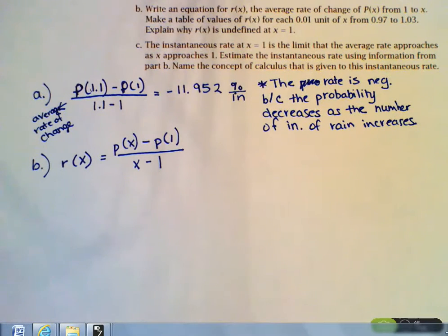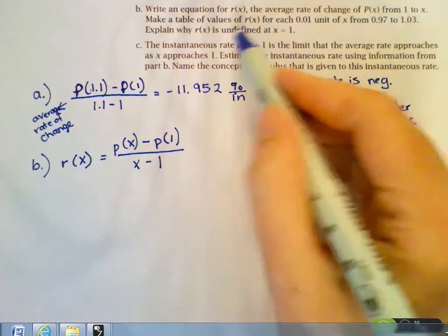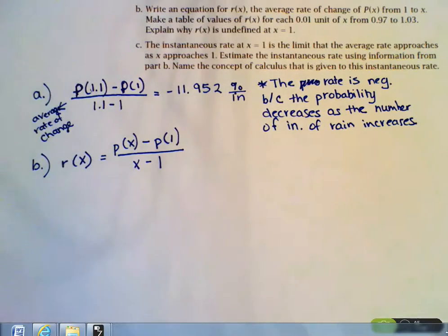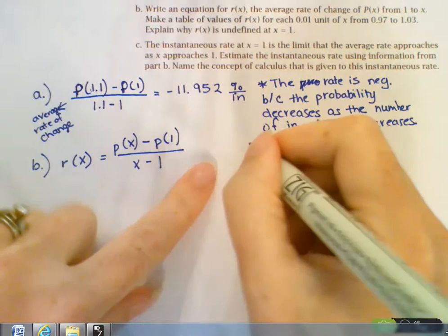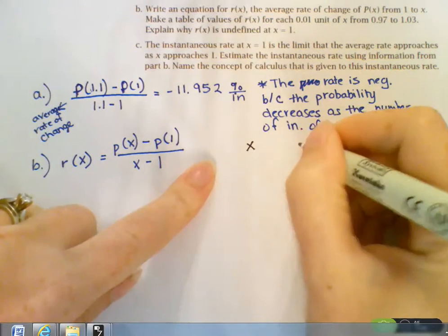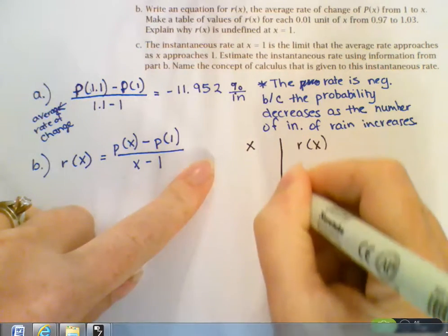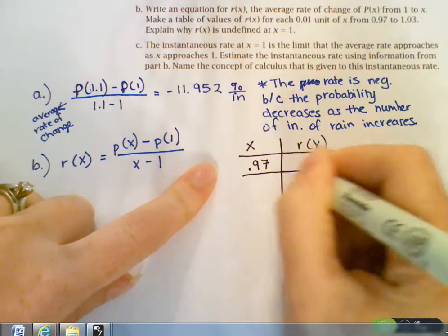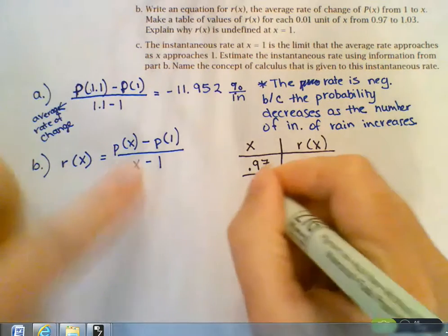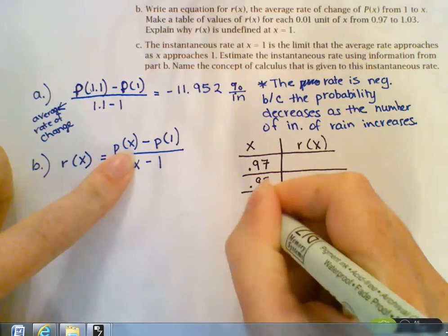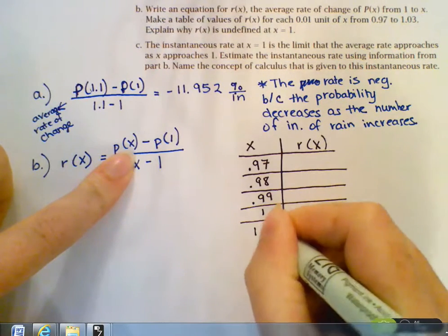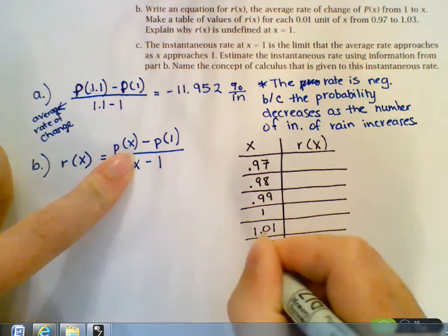So I'm going to use my calculator to help me find these values to keep them pretty exact. Before I plug it in, let's think about how we're going to make this table of values. I'm going to do it over here on the side, and I'm going to use a different color so it's a little bit easier to see the difference. I'm going to label one side as x, and the other side is R of x. And they're asking us to go from 0.97 in increments of 1/100th, so it's going to be 0.98, 0.99, 1, 1.01, 1.02, and 1.03.